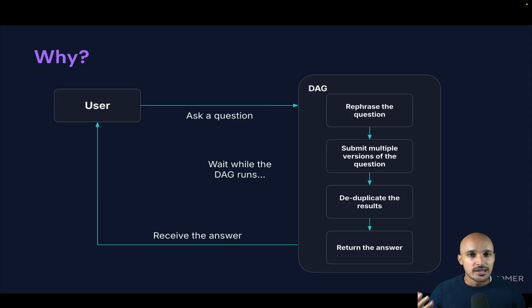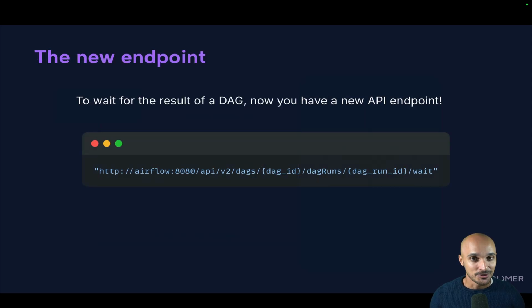And also, some of you may say, well, you can still wait for a task just by polling that task and checking at a given interval of time if the task is completed or not using the Airflow API. But that's not convenient. What I'm talking about is a much better solution. And that much better solution comes in Airflow 3.1 with this new API endpoint, the wait endpoint.